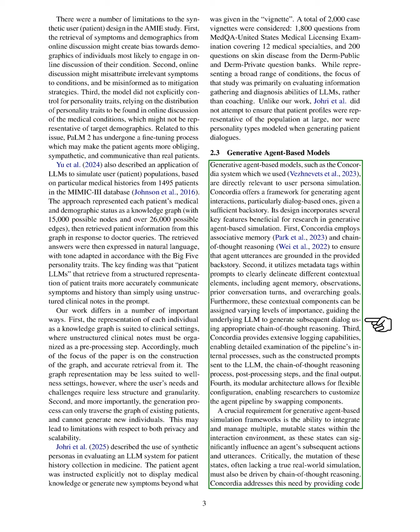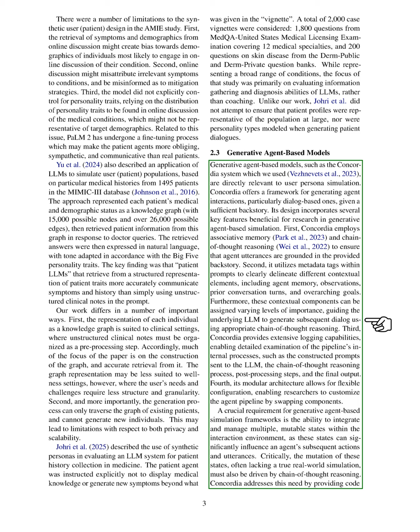First, it uses associative memory and logical reasoning to ensure that what agents say is connected to the backstory. Second, it incorporates metadata tags in prompts to clearly define different contextual elements, such as agent memory, observations, previous conversations, and overall goals. We can also assign different levels of importance to these elements, which helps guide the language model in generating relevant dialogues.